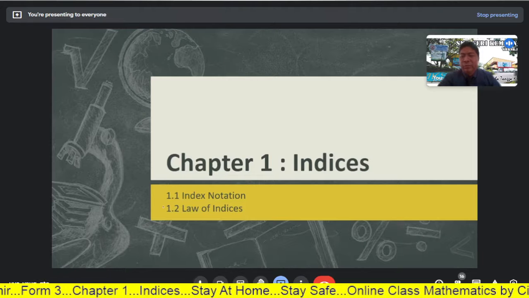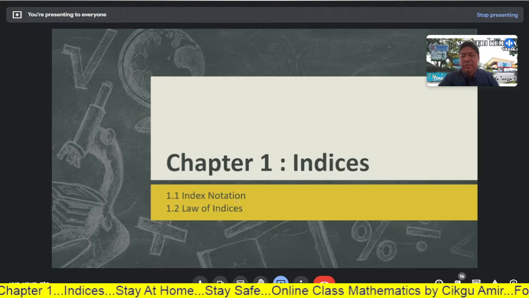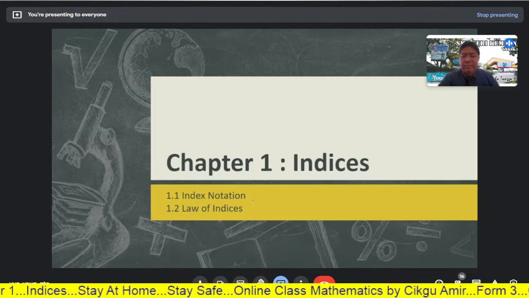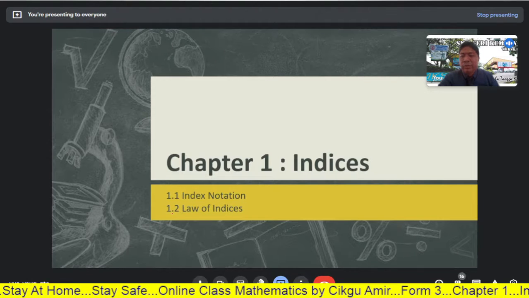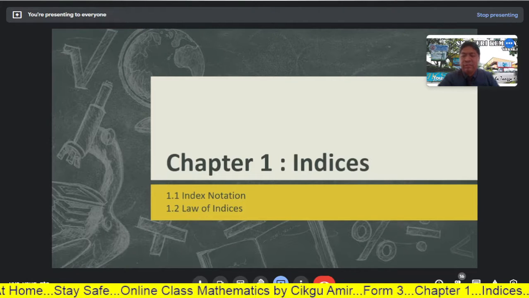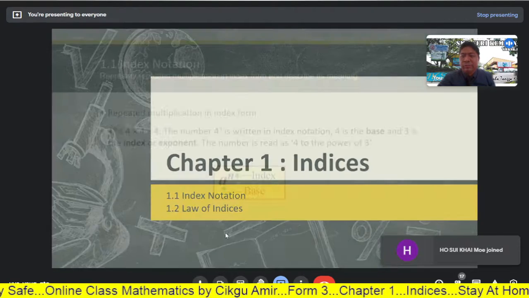The first one, 1.1, is index notation. We will learn this today. And the second one, 1.2, is law of index. So we just move to the first one.